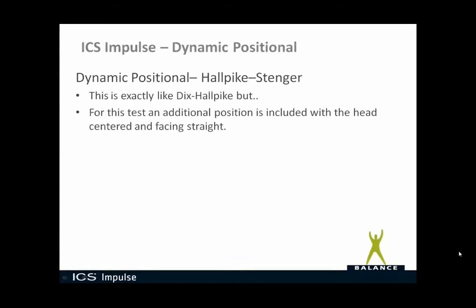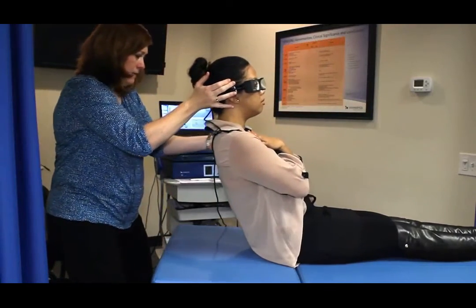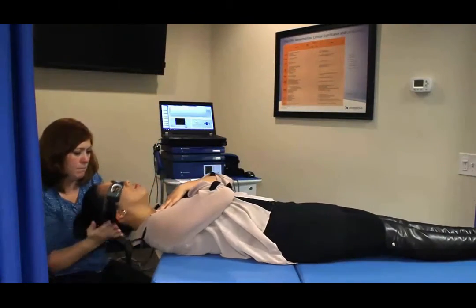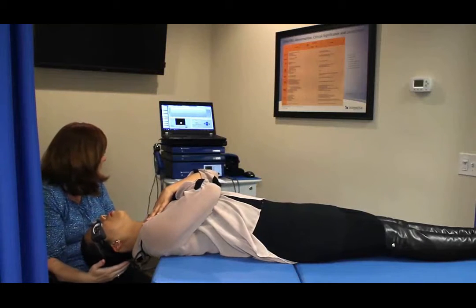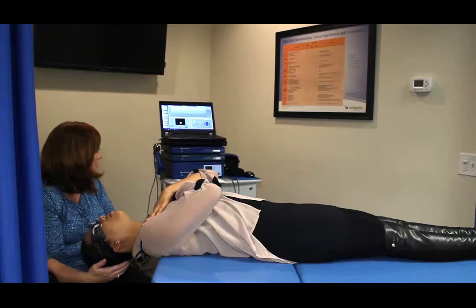The next test, the Hallpike-Stinger, is very similar to the Dix-Hallpike. So again, you would turn the head 45 degrees to the left, bring them down, or 45 degrees to the right and bring them down. What's different about the Hallpike-Stinger is that you have an additional position, which includes having the person centered, and you bring the head straight back towards the examiner with the head hanging off the edge of the table and the patient facing straight towards the ceiling.